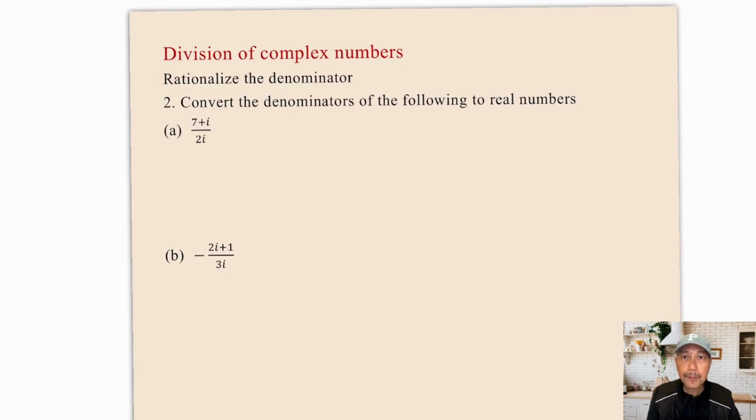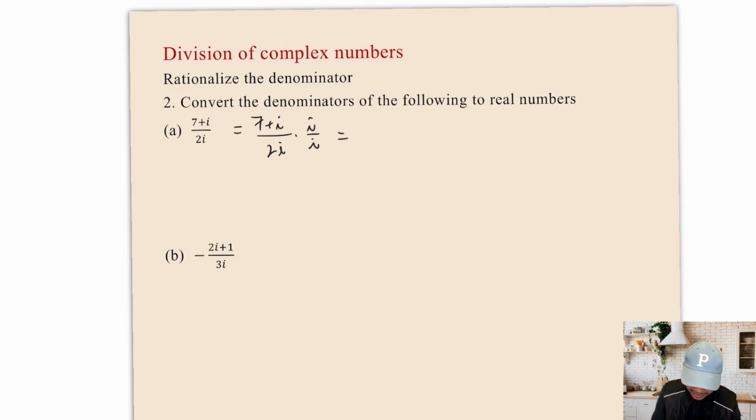Let's see some examples. In question 2, we convert the denominators of the following to real numbers. The aim is to change the denominator to a real number. Please look at part A and part B: the denominators are imaginary numbers. For this type of expression, we can simply multiply i over i. Of course, i over i is 1, so we can multiply 1 to the original expressions and the value will not change.